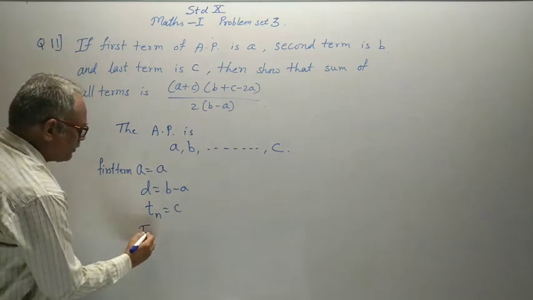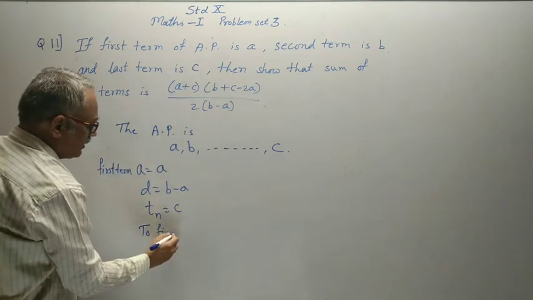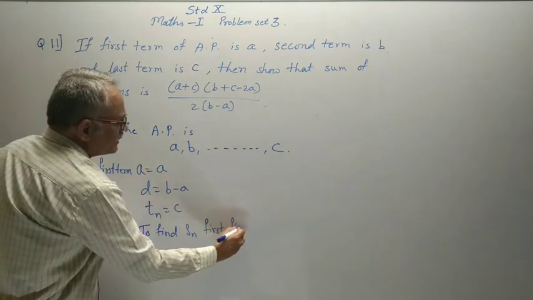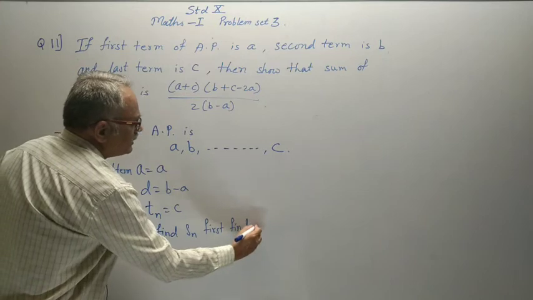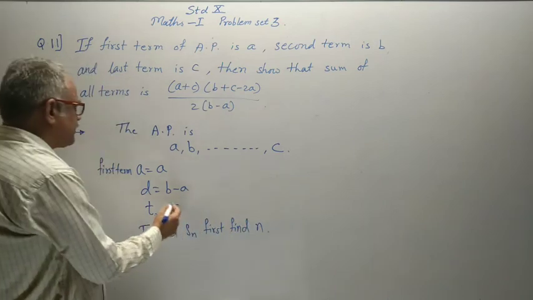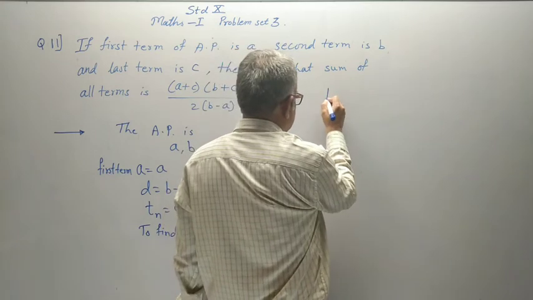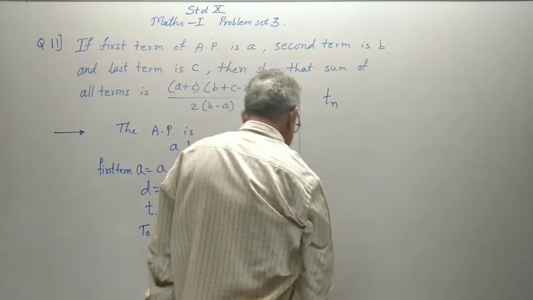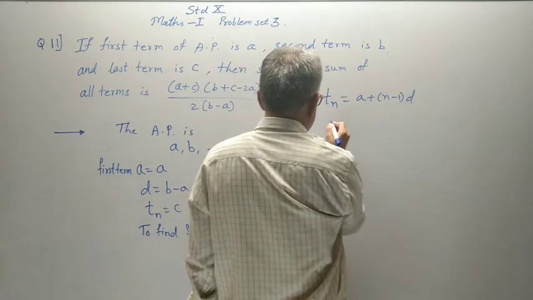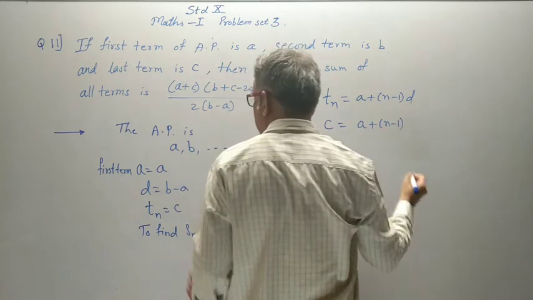I will write it here for your understanding. To find Sn, first find n. This may or may not be written; this is for your understanding. How to find n using this a, D and Tn? Use the Tn formula: Tn is equal to a plus (n minus 1) into D. Tn value is given C, a is A, and D is B minus A.